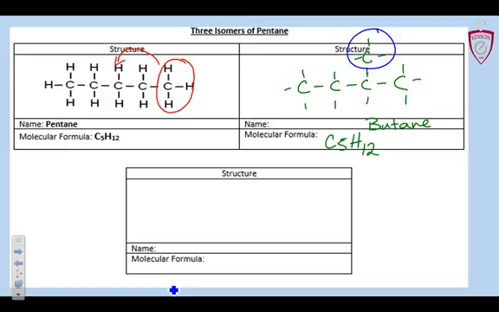I have a methyl group on what would be the second carbon, not the third. We got to go with the lowest number it could be. So it's 2-methylbutane. Remember, the 2 tells me which carbon it is. It doesn't tell me that there's 2 methyls. That would be dimethyl. We're going to go 2-methylbutane.